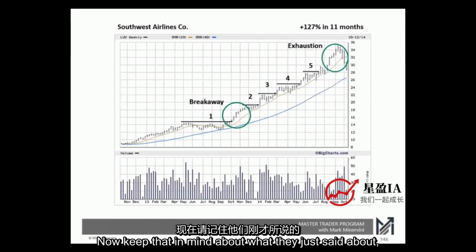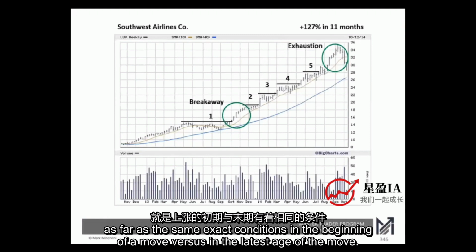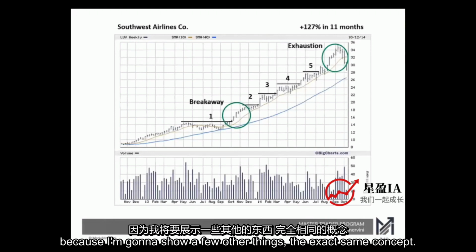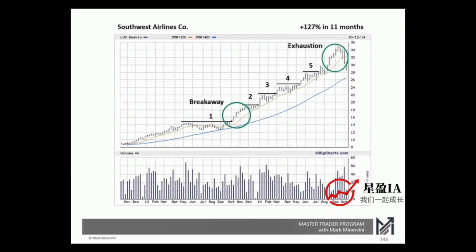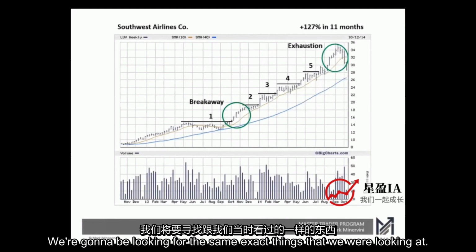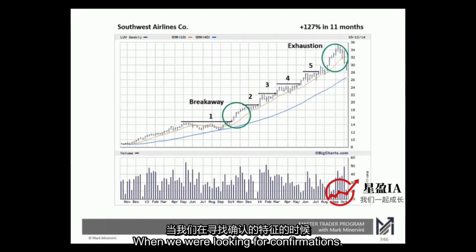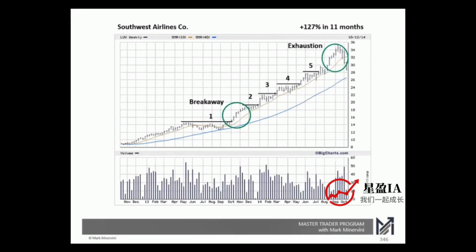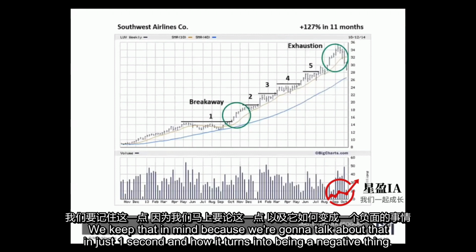Now, keep that in mind about what Dave just said, as far as the same exact conditions in the beginning of a move versus in the later stage of a move. It's the same conditions, but they have the exact opposite meaning, because I'm going to show you a few other things that are the exact same concept, where we're going to be looking for the same exact things that we were looking at when we were looking for confirmations. Remember confirmations, you want to see 7 out of 8 days up. Okay. Keep that in mind, because we're going to talk about that in just one second, and how it turns into being a negative thing.